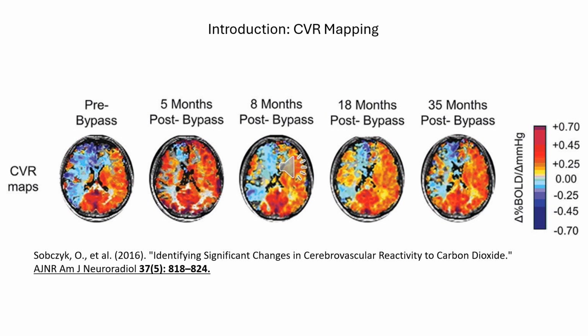Here is an example of the use of CVR maps to assess the progress of changes following bypass surgery. Note the use of cool blue shades to show where the CVR is negative and BOLD decreased as CO2 increased. Warm yellow to red shades indicate a healthy positive CVR where BOLD increased with the CO2. Understanding the basic physiology involved in this scenario is essential for correctly interpreting CVR.